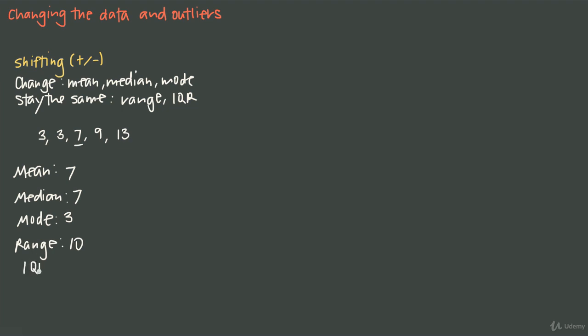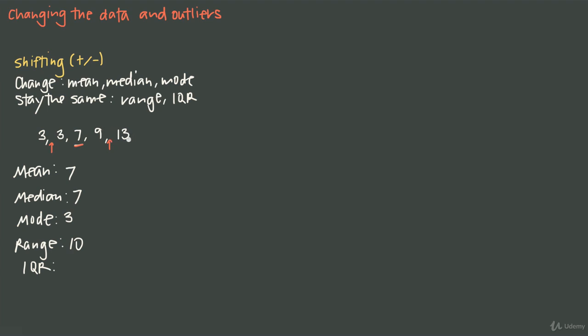And the interquartile range we could find if we do a little manipulation here. So we know that the median is 7, which means that to find the median of the lower half of the data, the lower half being 3 and 3, it will be the mean of 3 and 3, which is just 3. And the median of the upper half of the data, so the upper half is 9 and 13, the median of 9 and 13 is going to be the value in between here, which is the mean of 9 and 13.